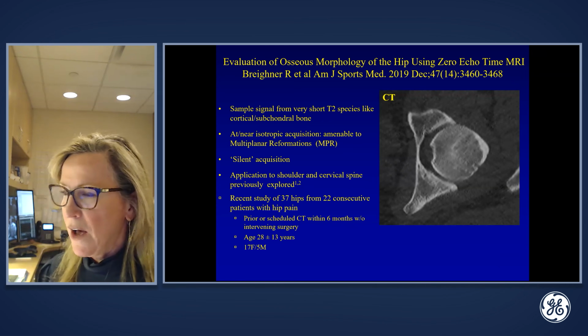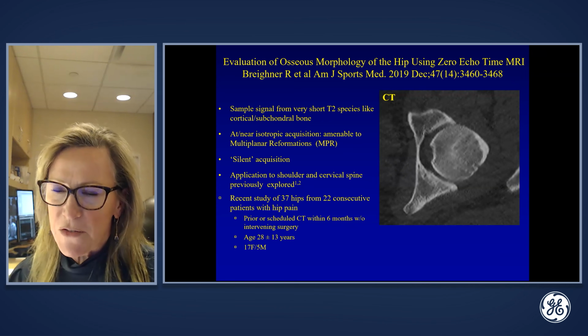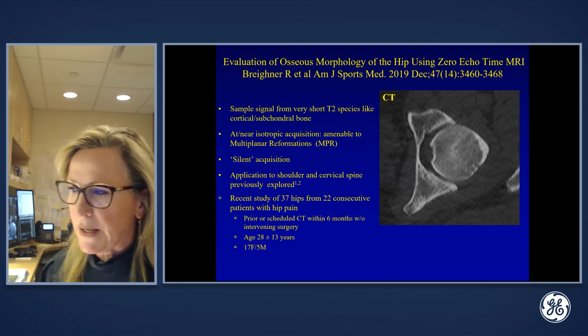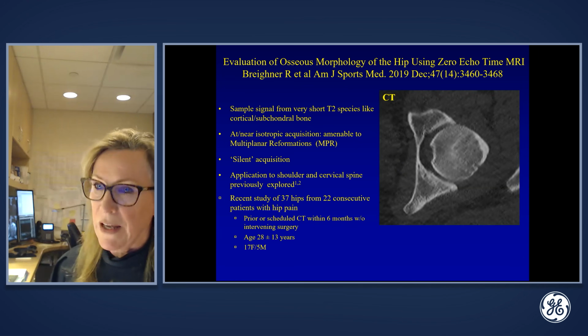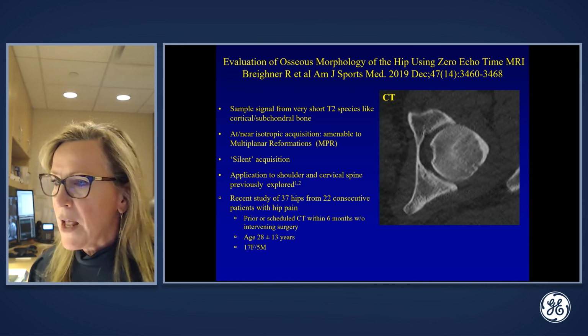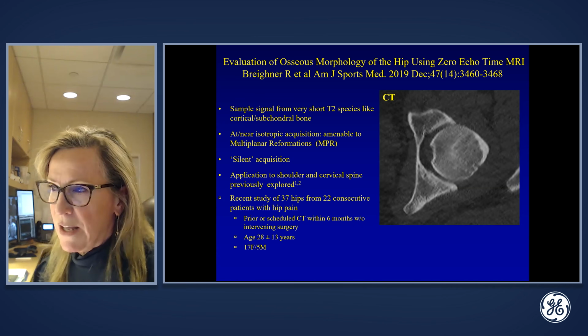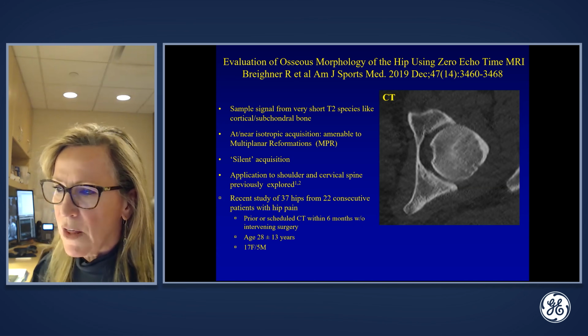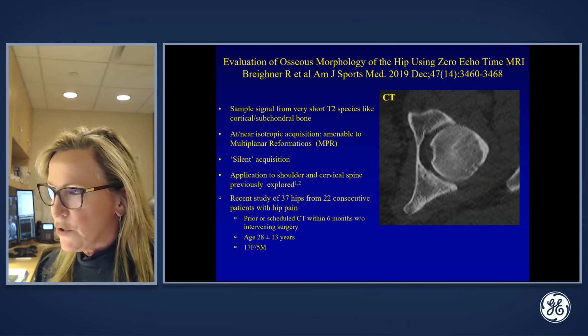And as other speakers have indicated, developmental dysplasia and femoroacetabular impingement can occur in young individuals who are trying to be cognizant of radiation burden. So we looked at a study, and this is reported in AJSM, in 36 hips from 22 patients.